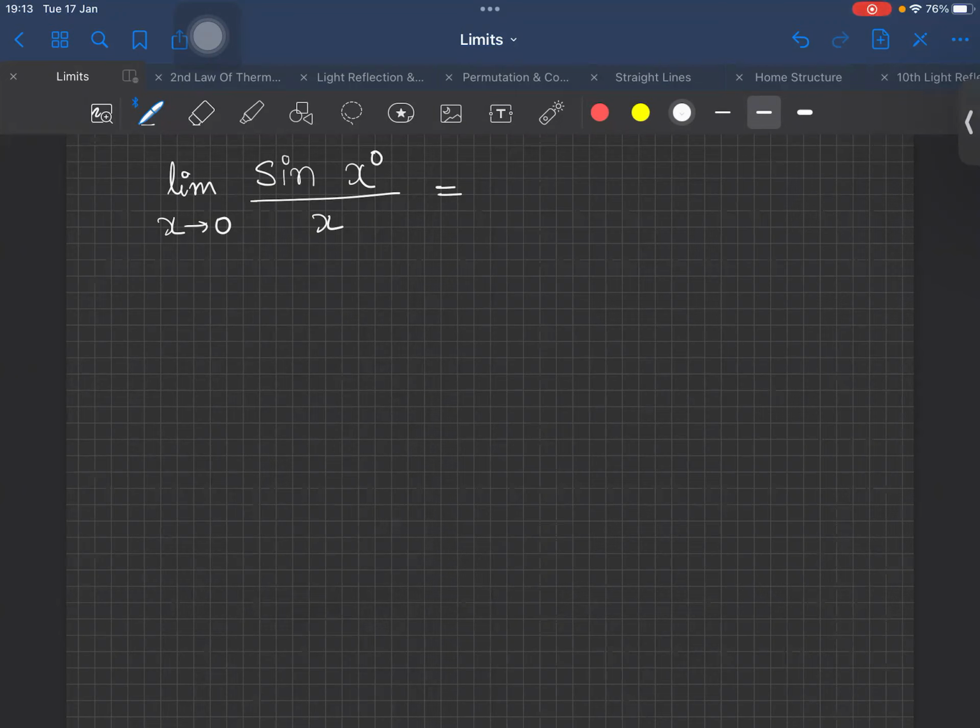It is not equal to 1. Okay, very good. But what is it equal to, Shreya? It is not equal to 1. Okay, good. I agree with you. Then what is it equal to?